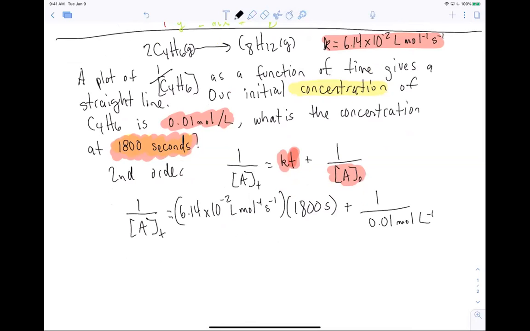Why are we using second order again? Good question. Probably the hardest thing about these is just figuring out what order the reaction is. Let me punch this in my calculator really quick, and then I'll explain that again.